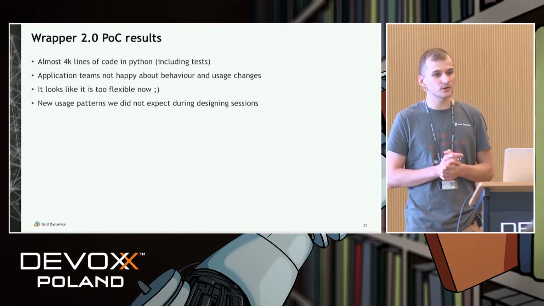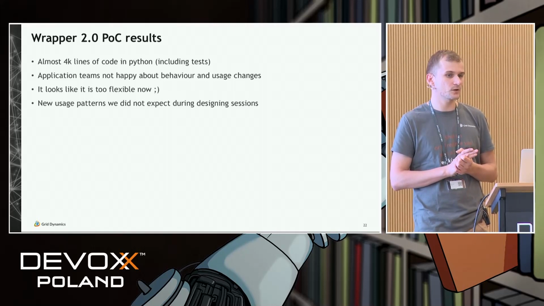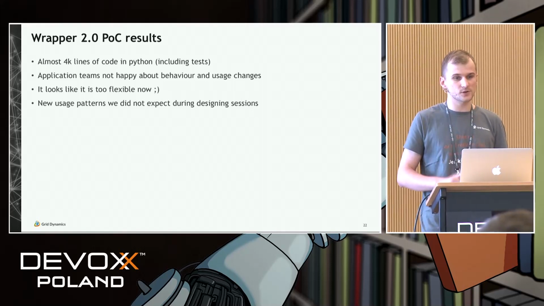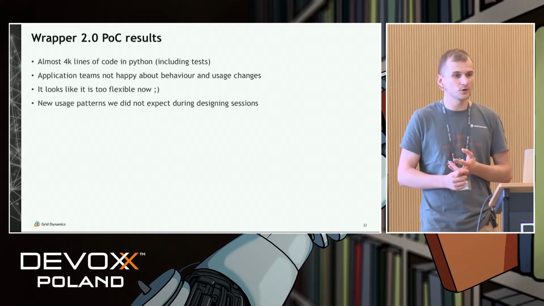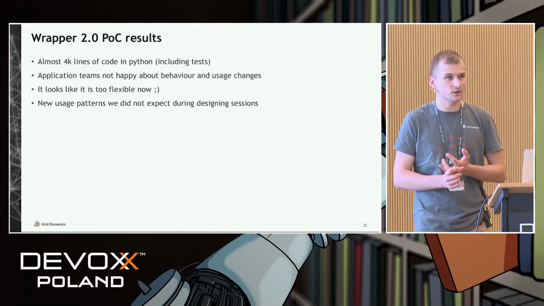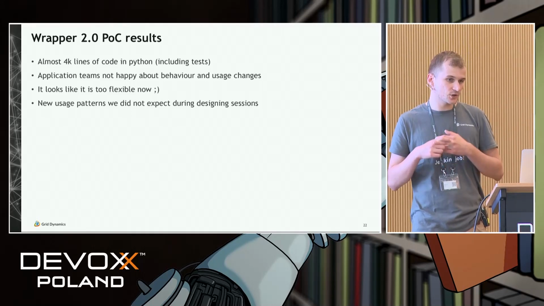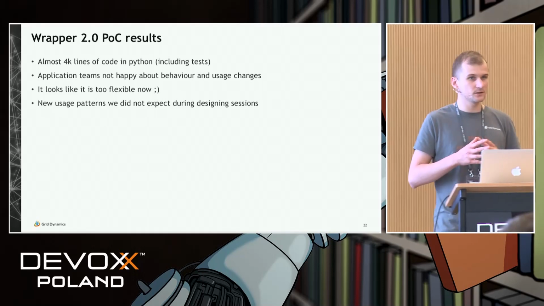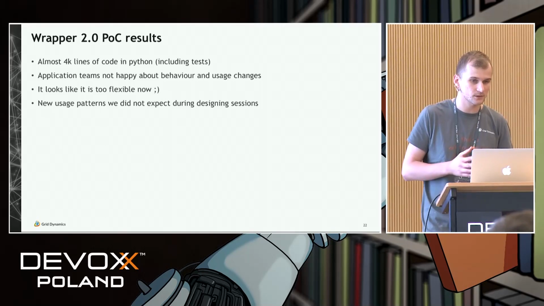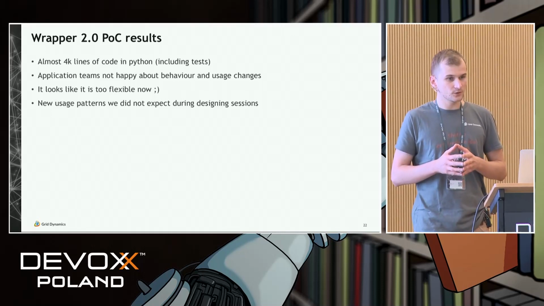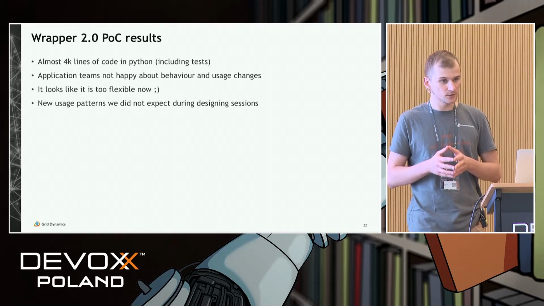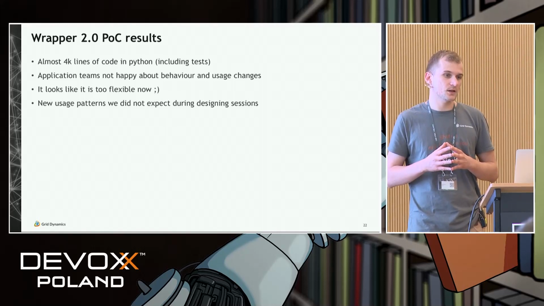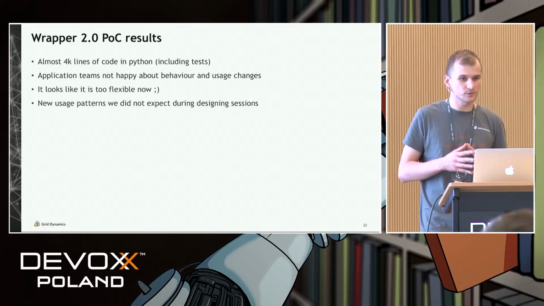However, of course, application teams were not happy about the behavior and usage changes, because, first time in this presentation, nobody likes to change habits. They got used to the previous version, let's call it 1.0, and we changed entirely the way they use it and create, let's call them blueprints for a moment. So we totally broke backward compatibility, and the reason was not a good argument for them to use the new version.